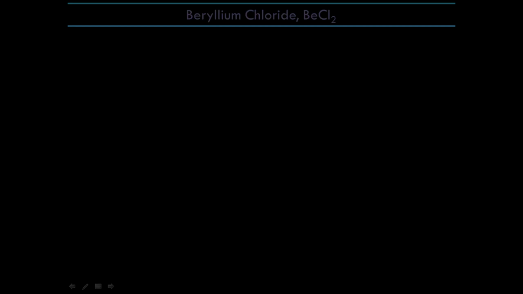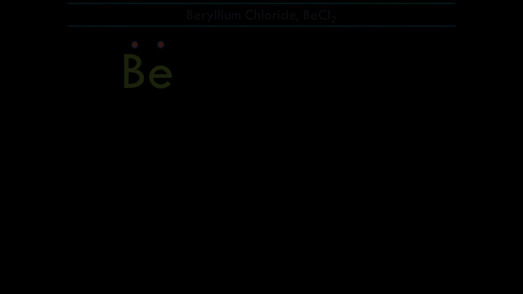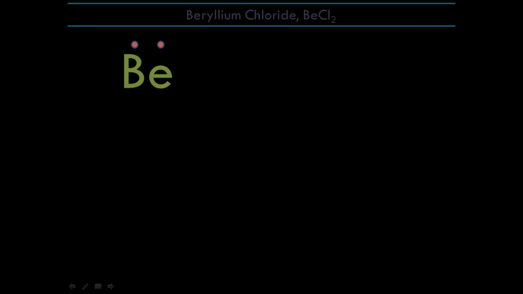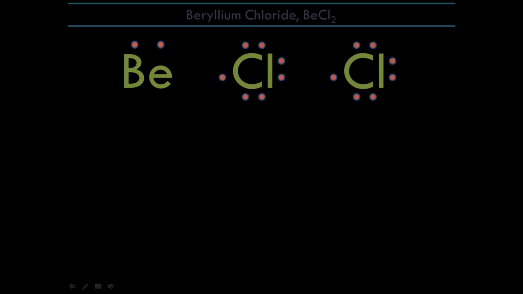Again, we will start by reading the chemical formula, beryllium chloride. So the first step is to write beryllium. It is a group 2 element, so we place here the two dots to represent the two valence electrons, the electrons that participate in bonding. And then Cl subscript 2, that means there are two chlorine atoms. And chlorine is a group 7 element, so 7 valence electrons, the electrons that participate in bonding.